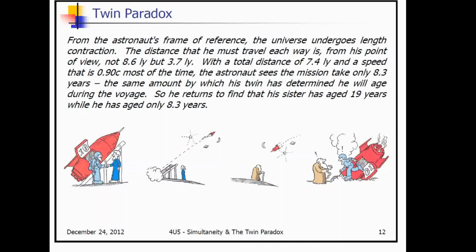So from the astronaut's frame of reference, this is just going to explain what I said previously. The universe undergoes a length contraction. The distance that he must travel each way is now 3.7 light years, not the 8.6. The astronaut sees his mission take only the 8.3 years, whereas people on Earth would have aged 19 years.